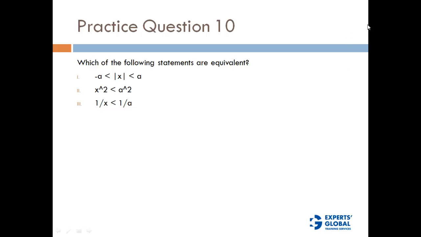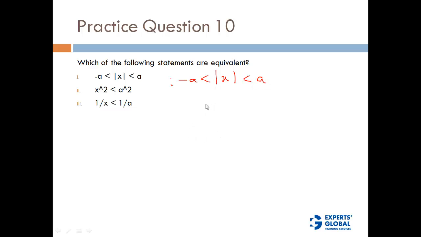Okay, so let's look at this problem now. You can pause the video and see if you can solve this. Which of the following statements are equivalent? So we are given three inequalities, and we are asked to find out which of them are equivalent. Okay, let's look at the first one. So we get minus a less than absolute value of x less than a, right?